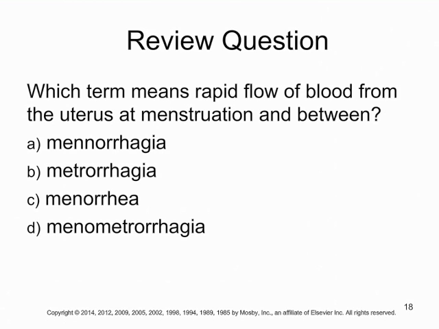Which term means a rapid flow of blood from the uterus at menstruation and between? So you should ask yourself, we have menstruation and between. Is it menorrhagia, metrorrhagia, menorrhea, or menometrorrhagia? Well, you have a rapid flow, so you should be able to immediately eliminate C because rhagia means rapid flow. It's during menstruation, so you need meno in there, which eliminates B, and between, so you need both meno and metro. The correct answer is D.